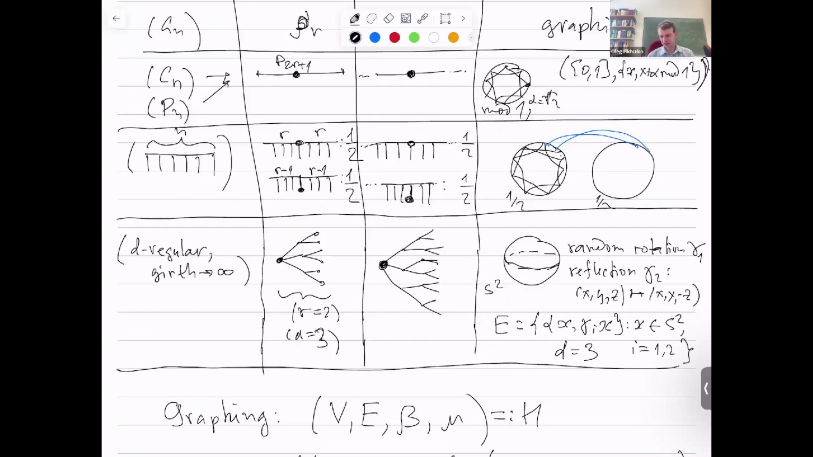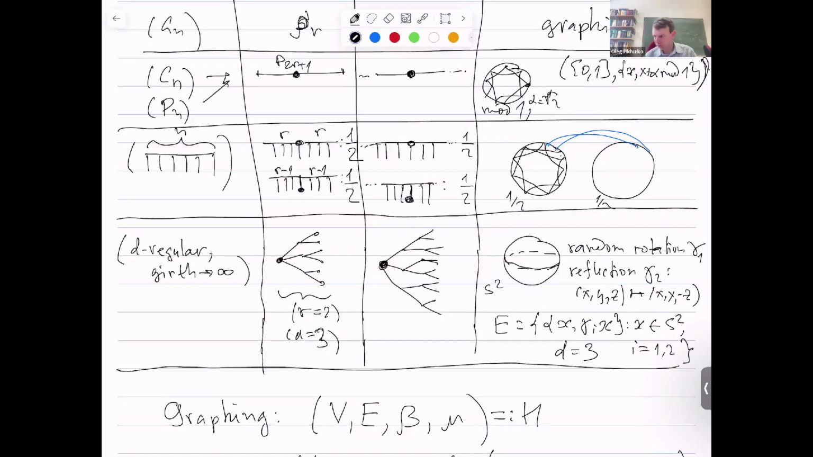And then this graph will be 3-regular: you can apply gamma 1 inverse, gamma 1, and gamma 2 is an involution, so gamma 2 inverse is the same as gamma 2. So this graph is 3-regular. And apart from some countably many exceptions, if you pick a random point and follow these gammas, you never come back. So what you see would be a 3-regular tree.